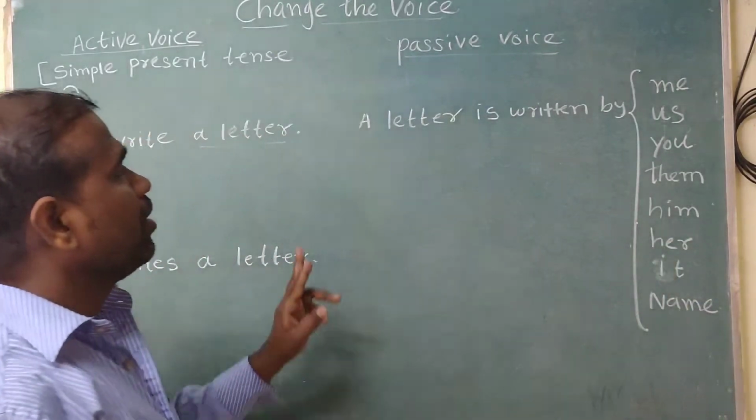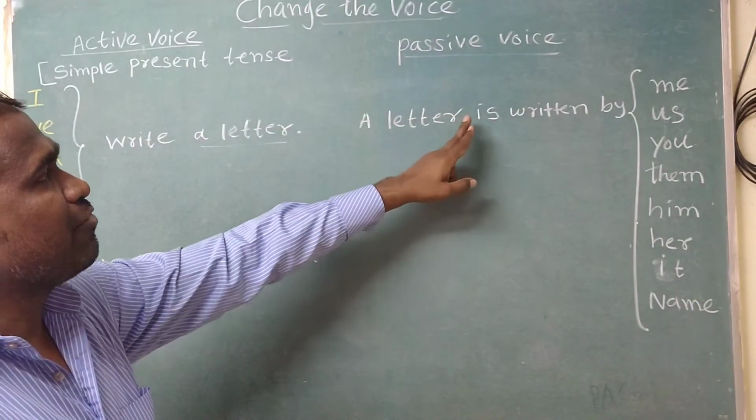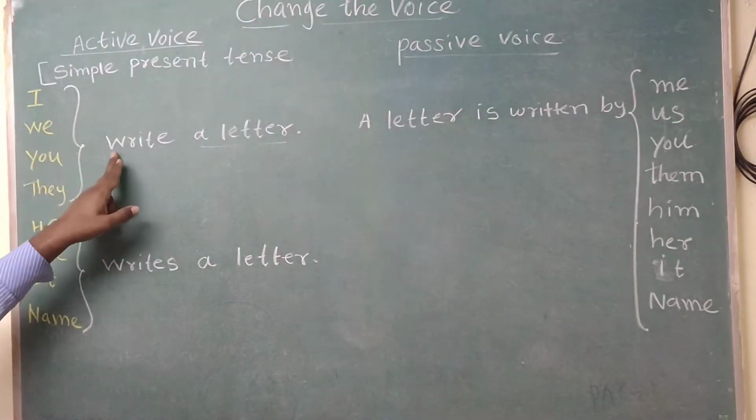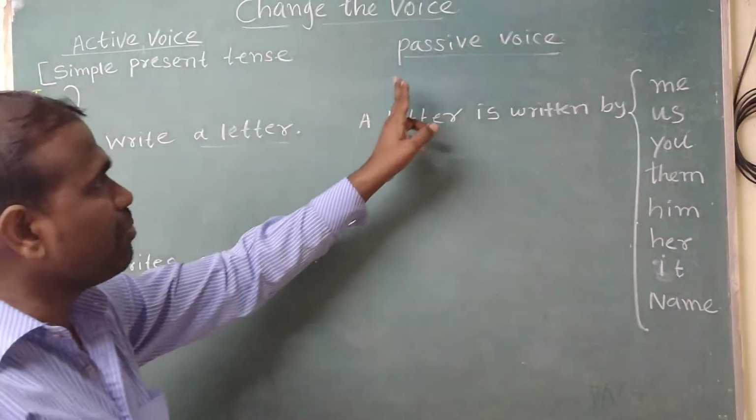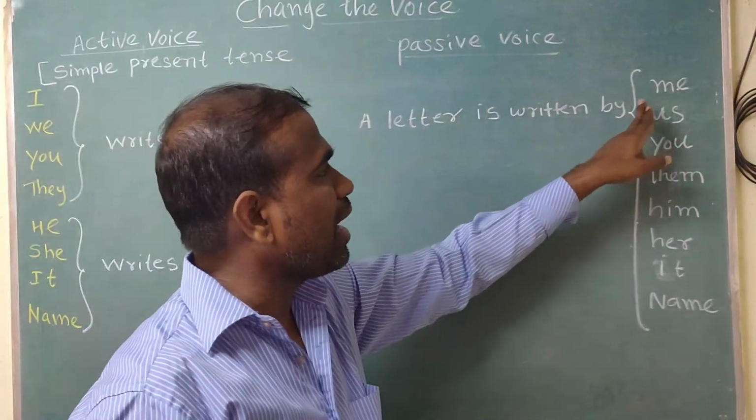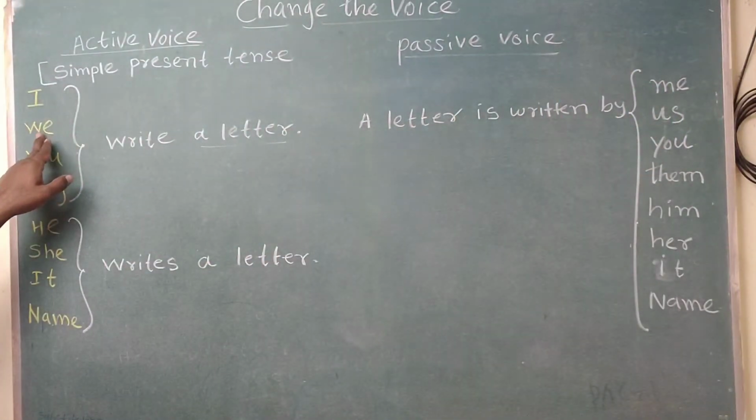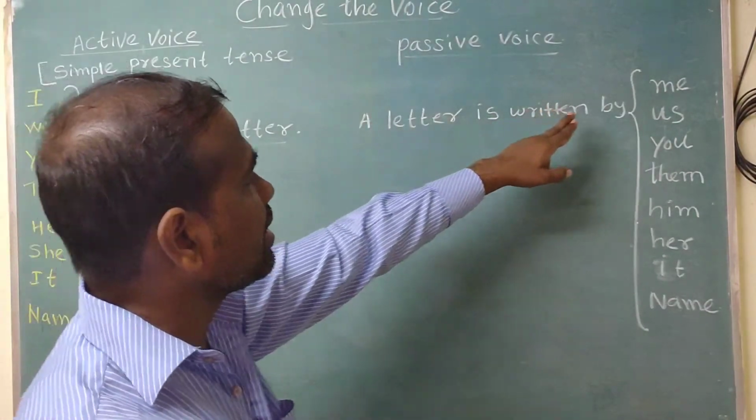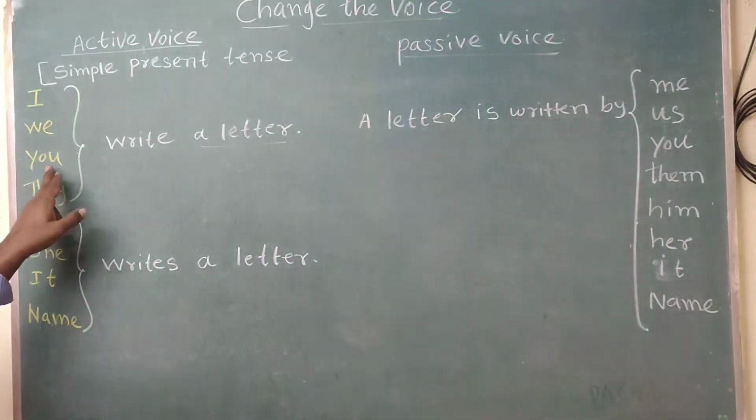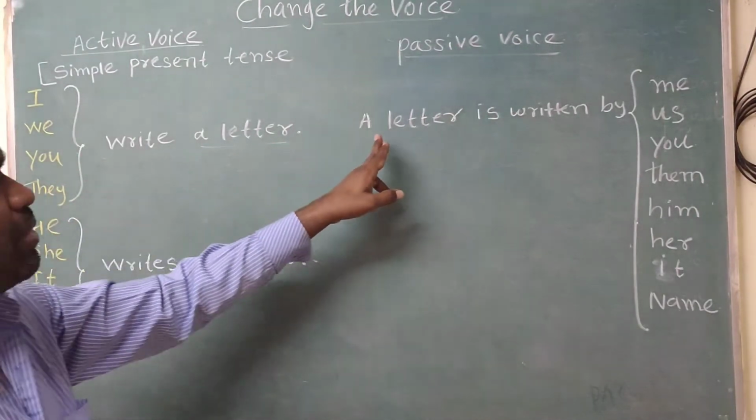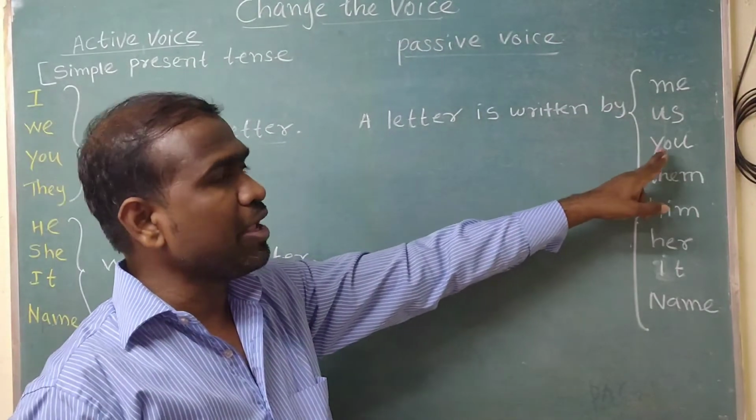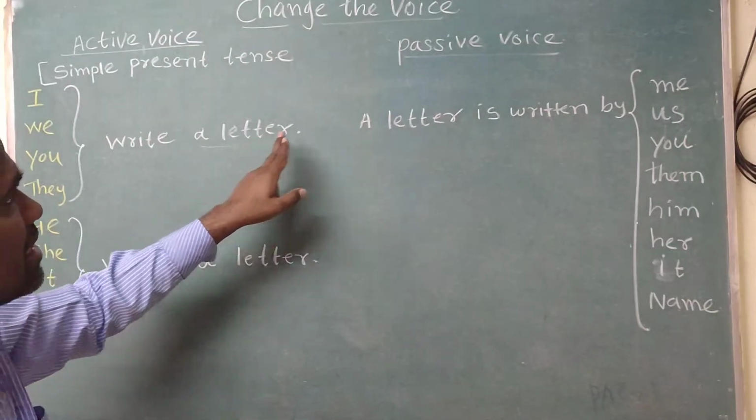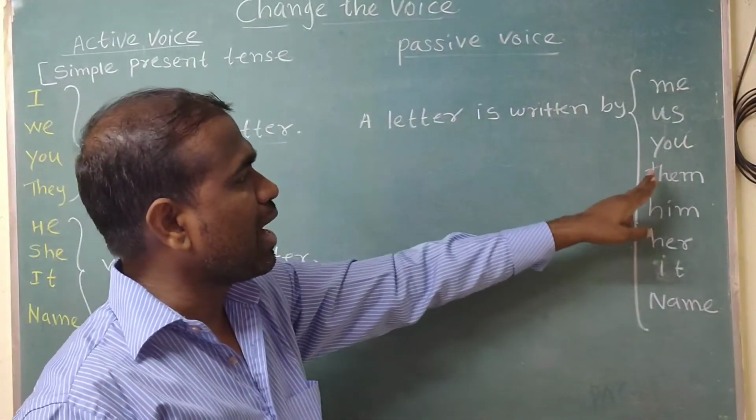Now we will see how the sentences get formed in the passive voice. If the sentence is I write a letter, it will get converted in passive voice: a letter is written by me. If the sentence is we write a letter, it will get converted into: a letter is written by us. If the sentence is you write a letter, then the sentence will become: a letter is written by you. If the sentence is they write a letter, then the sentence will be: a letter is written by them.